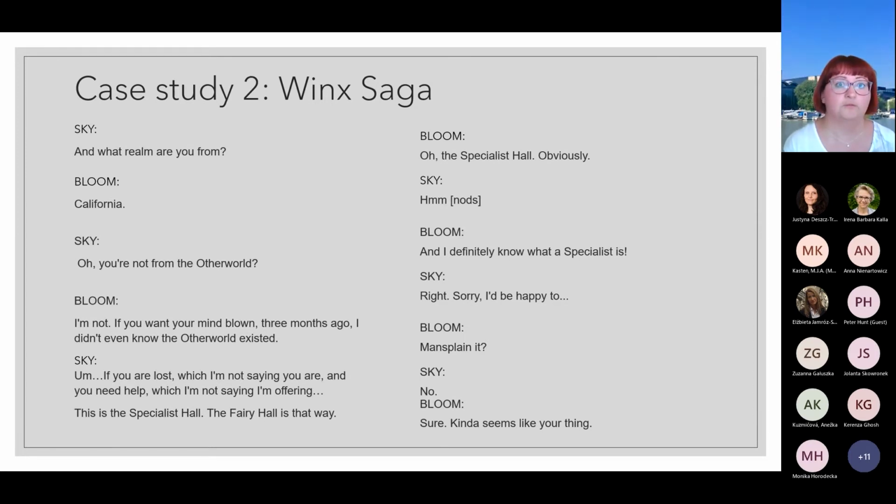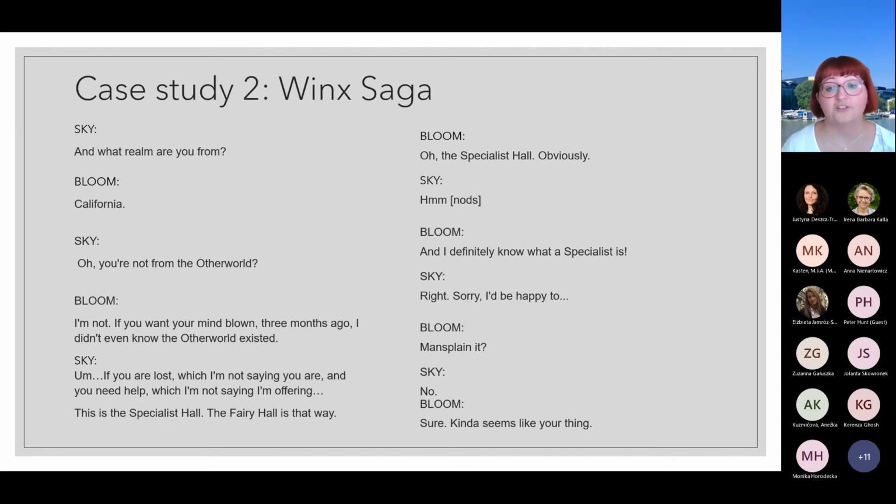He just says, well, if you want help, this is where you need to go. But he's not saying that. And she's playing into this. So again, she's taking control, because she's saying, oh, the specialist hall, obviously. This is sarcastic, because she has no idea what he's saying. And again, he nods, because he doesn't recognize that she's being sarcastic.